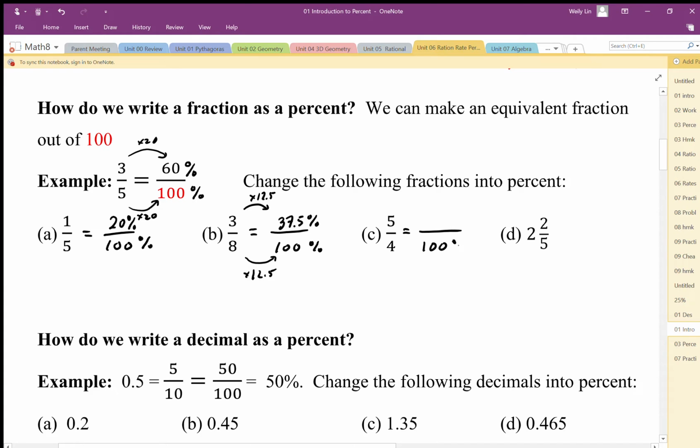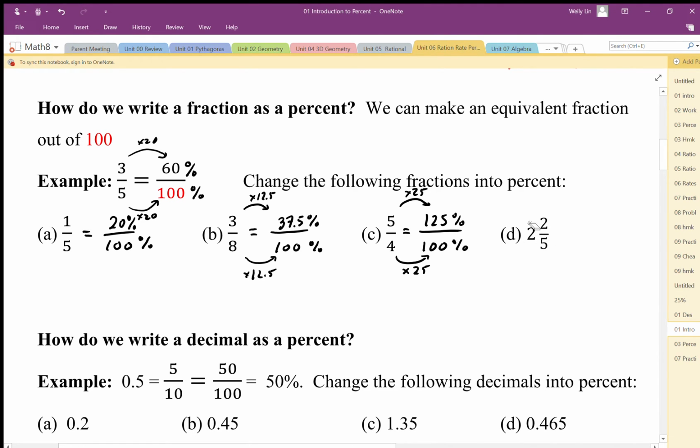So here I'm going to use my proportional equation of a times 25. I have a times 25 here, so I end up with 125%.